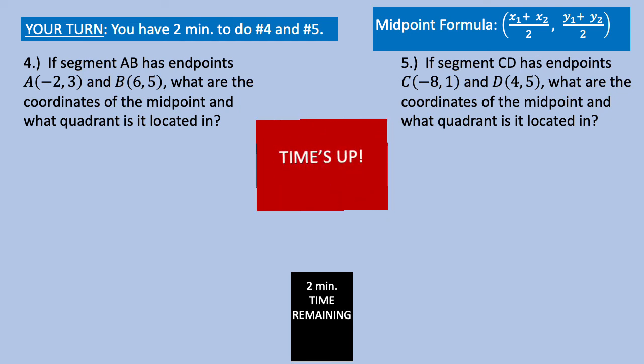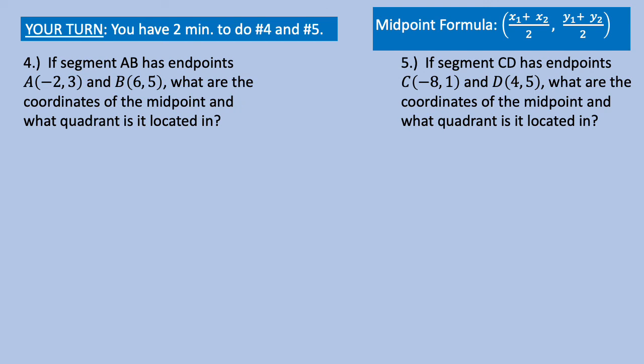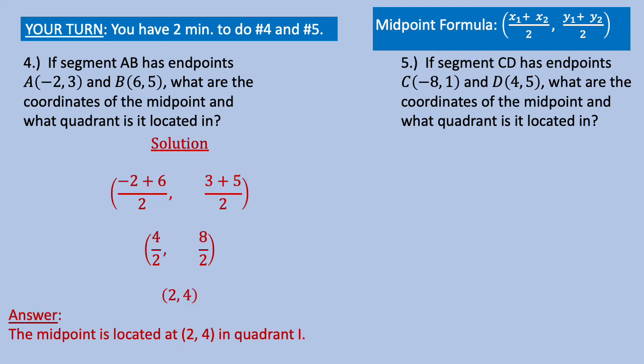Okay, you should have your answers by now. Let's check to see if you got them correct or not. Okay, let's look at number 4. For question number 4, your answer should be the coordinates 2, 4, which is located in quadrant 1. Check your work and see if you made any mistakes if you did not get the answer 2, 4 for the coordinates for the midpoint.